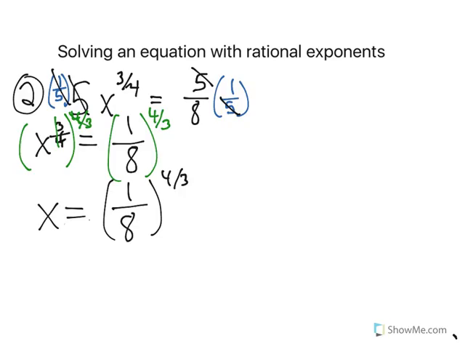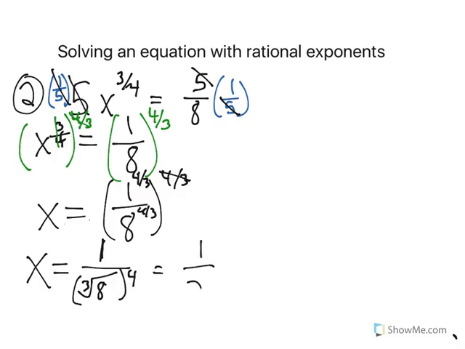But we need to figure out what value this is. So that means 1 to the 4/3 and 8 to the 4/3. Well, 1 to the 4/3 just means 1. This means the cubed root of 8, which I could find out easily, and then to the 4th power, which is 1 over 2 to the 4th, and that is 1 over 16.